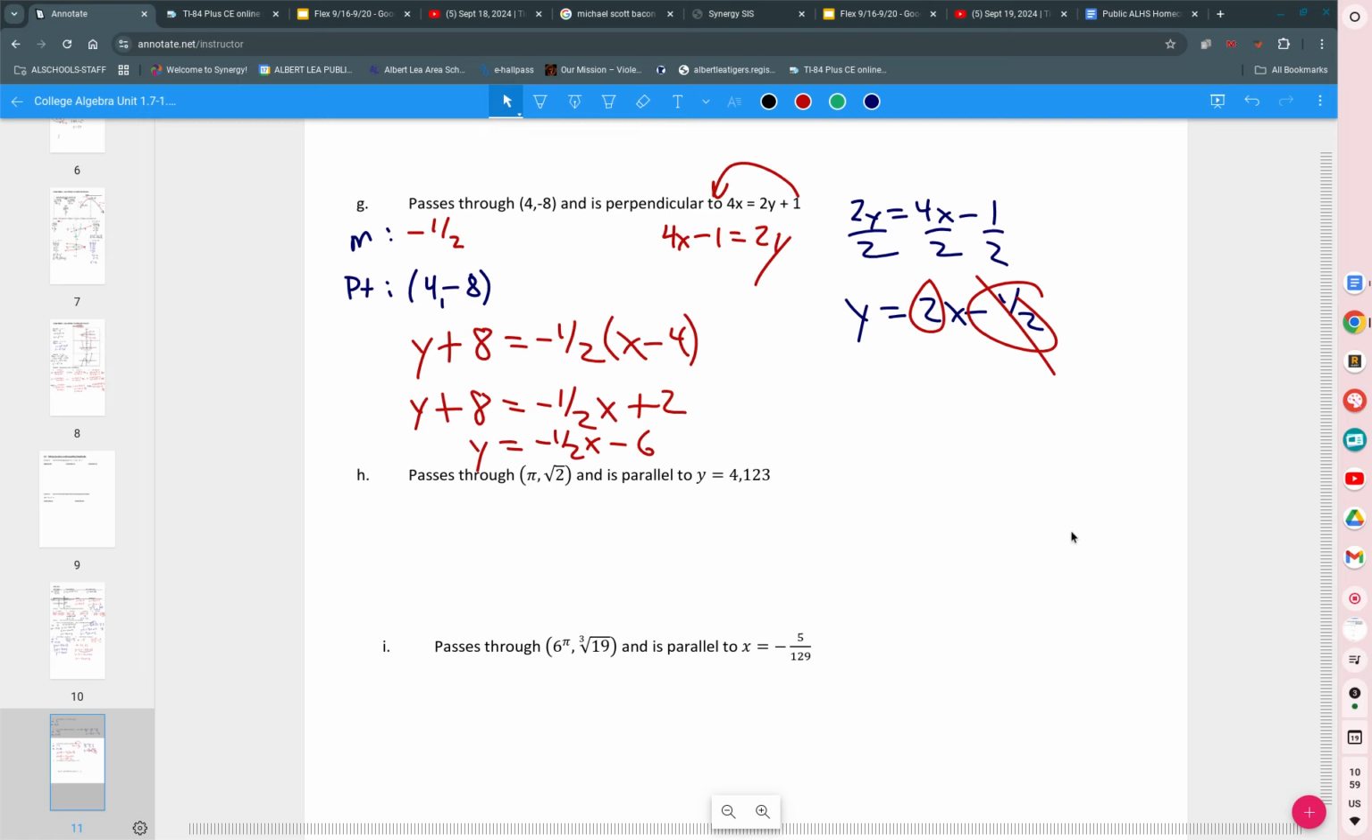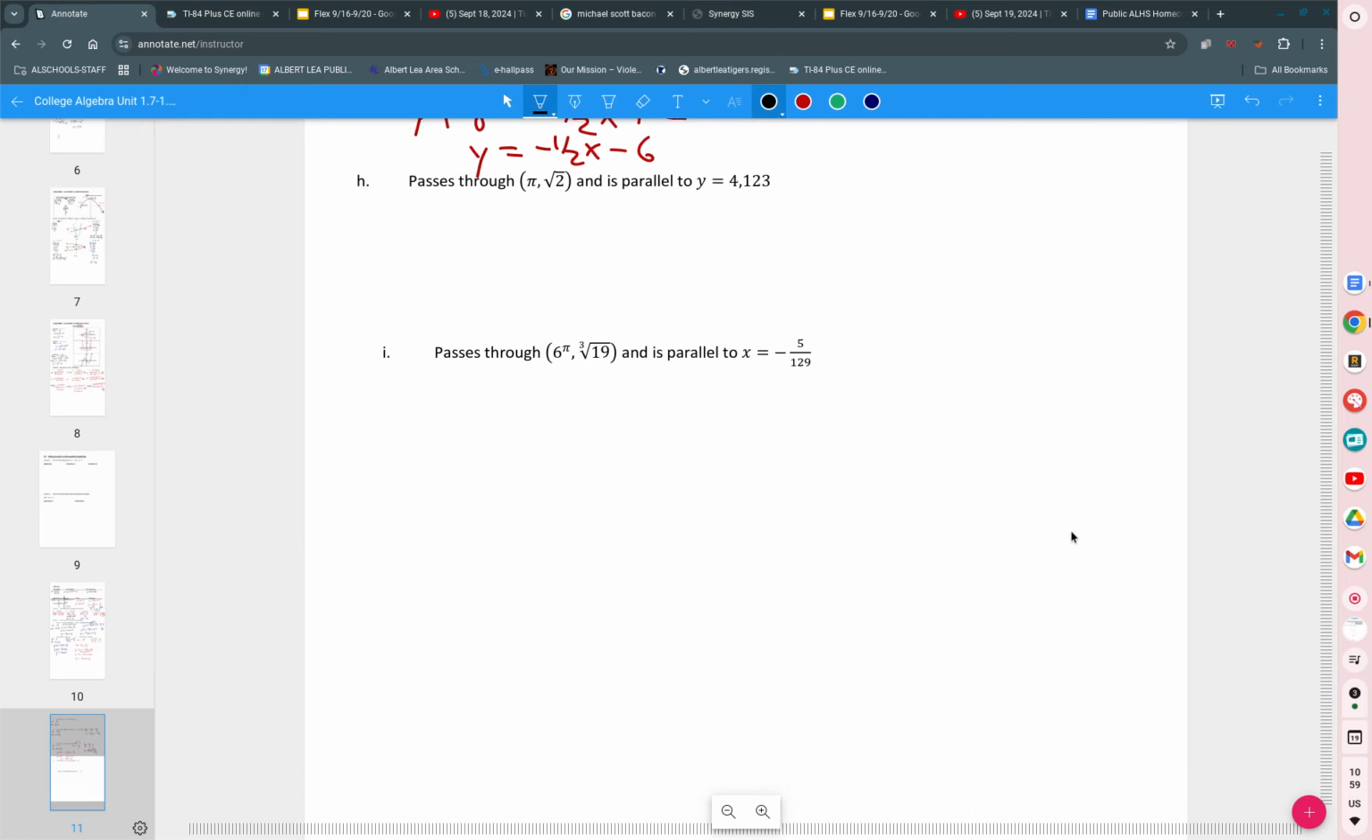We finished with these 2 problems, okay? There's a line that passes through pi, root of 2 and parallel to y equals 4,123. Okay, Ben, do these problems look tough? No. They don't? All right, Ben ain't afraid. Jacob, a little bit uneasy when he sees crazy numbers? Yeah. Let's see through the numbers. It wants a line that's parallel to this. Jacob, or anybody, what kind of line is y equals a number? What kind of line is it? Straight. It's a horizontal line.